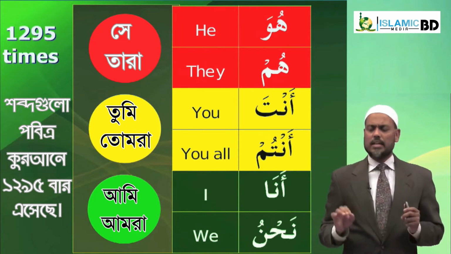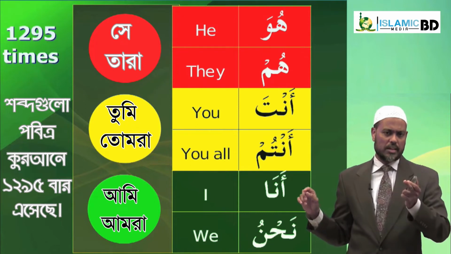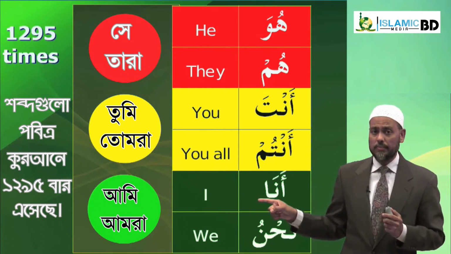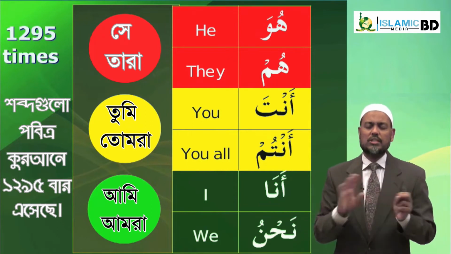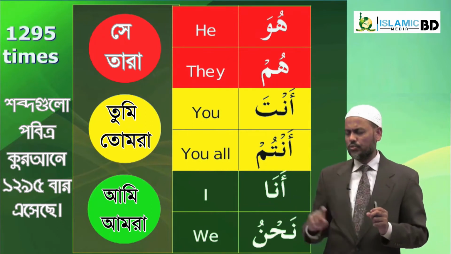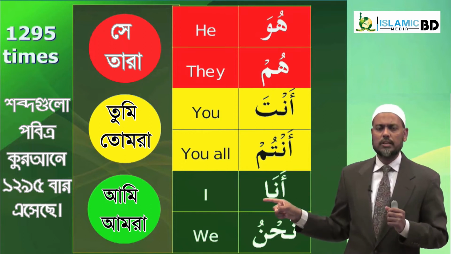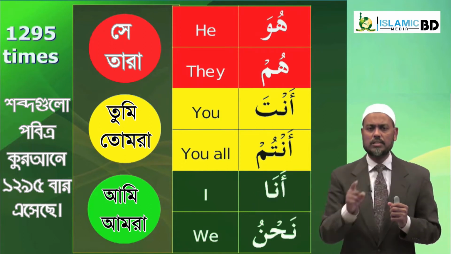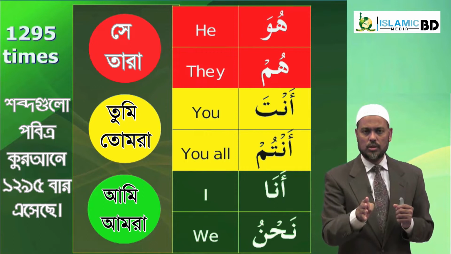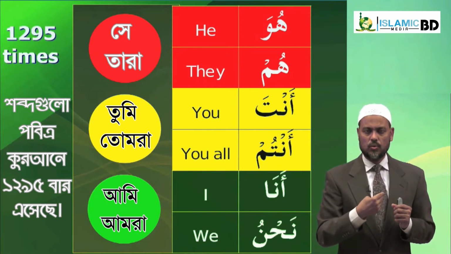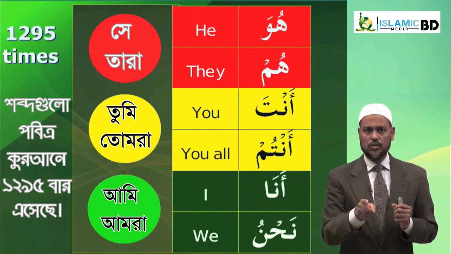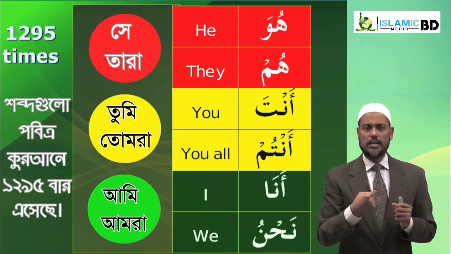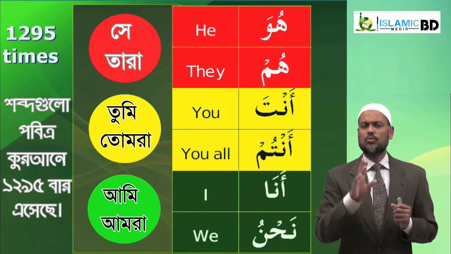Now you translate and I will speak in Arabic. Huwa, He. And use your hand, okay? Don't do it without showing. It is very effective. Use your hand. Huwa, He. Hum, They. Anta, You. Antum, You all. Ana, I. Nahnu, We. Huwa, he, hum, They. Anta, You. Antum, You all. Ana, I. Nahnu, We. 2 more times.